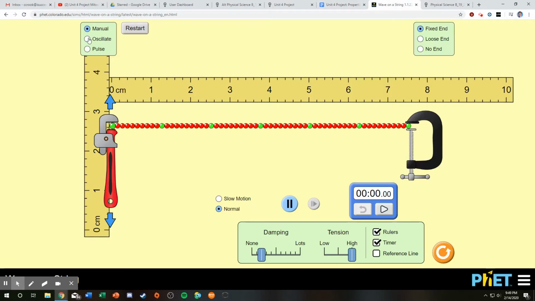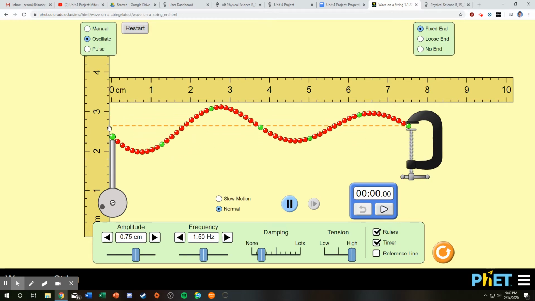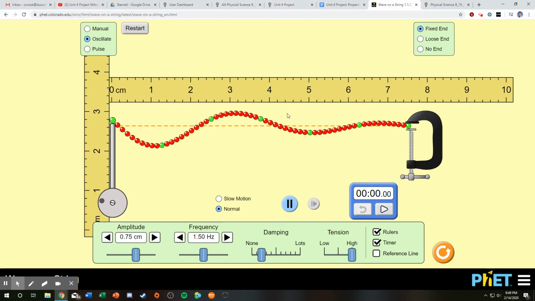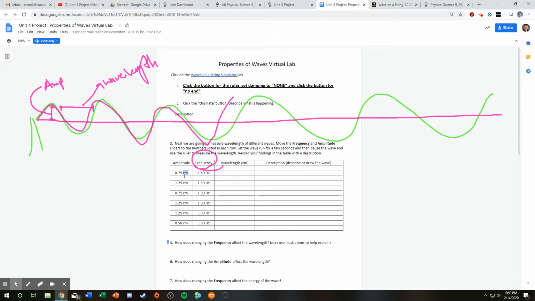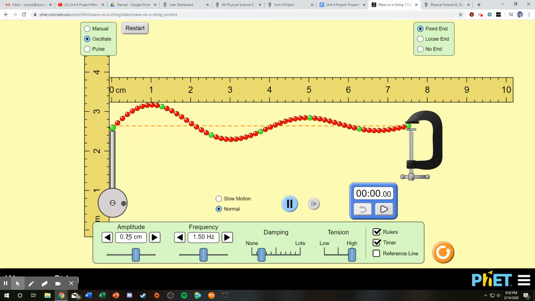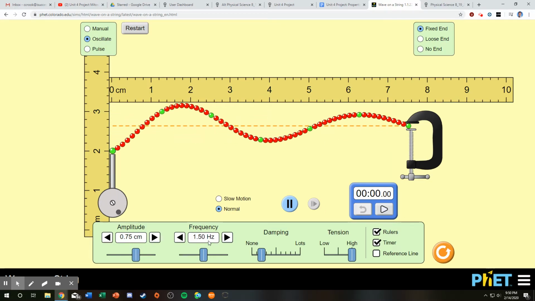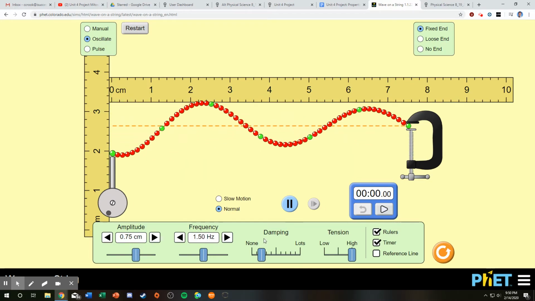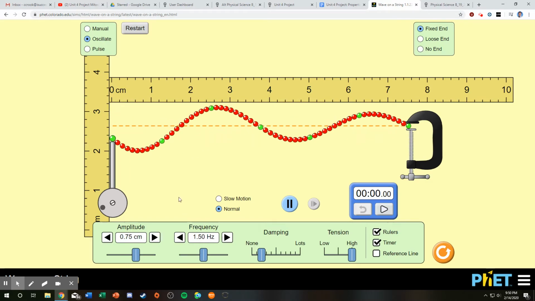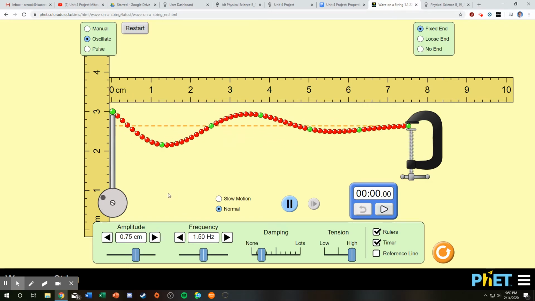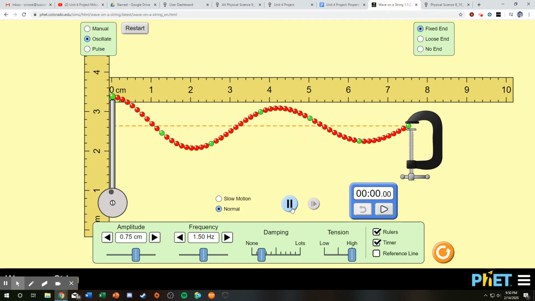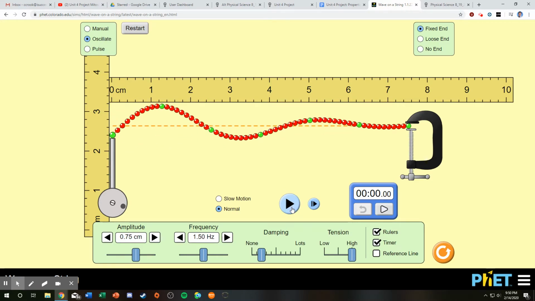So I'm going to go up here. I'm going to click oscillate. And so here it is oscillating, okay? And what we can do is test some different things. So if it's got an amplitude of 0.75, which is what it is, and our frequency is 1.50, can we then determine our wavelength? And we could by freezing it, okay?